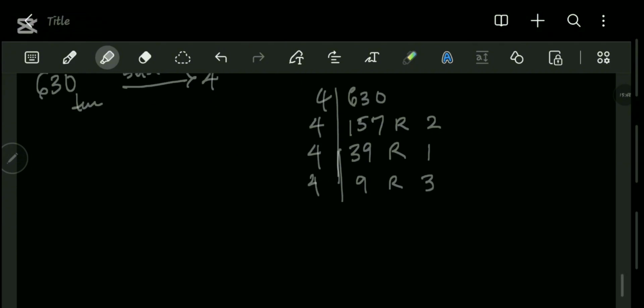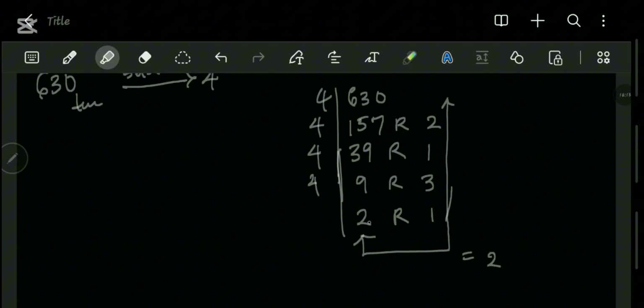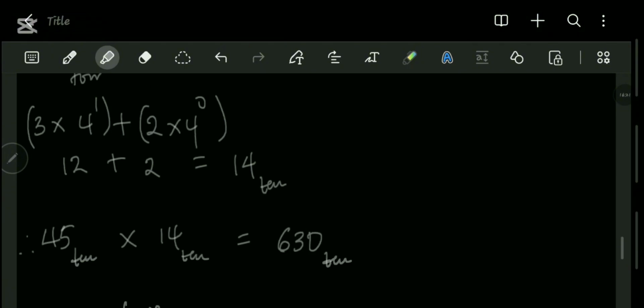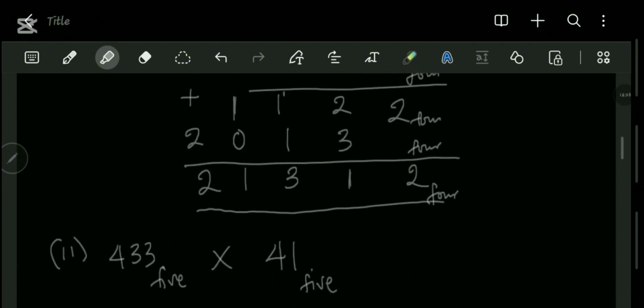So 4 goes into 9 twice, remainder 1, right? If you punch 2 times 4 is 8, plus 1 is giving you 9. So you can't actually find 4 in 2, right? So we stop at this junction and we pick values from here, and then we go upward this way. So we have that this answer is going to be 2 1 3 1 2 in what base? In base 4. And let's compare that with what we had before. 2 1 3 1 2 in base 4.